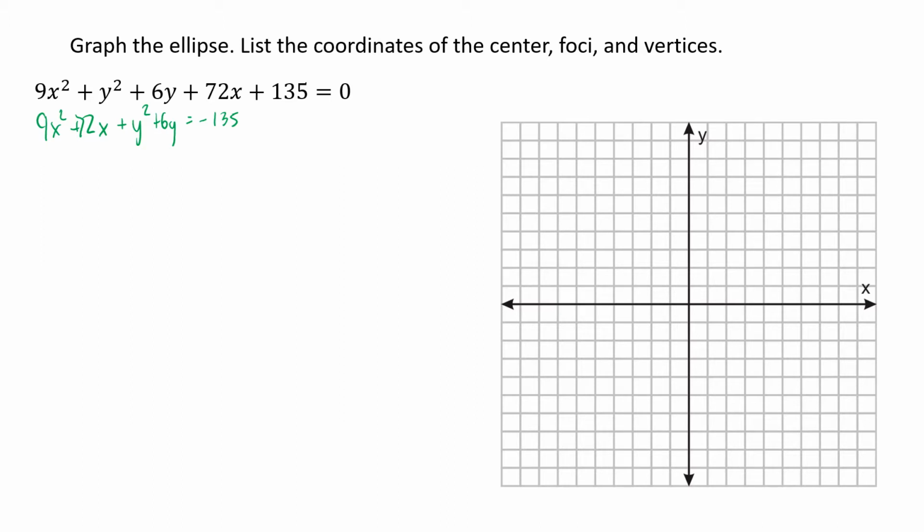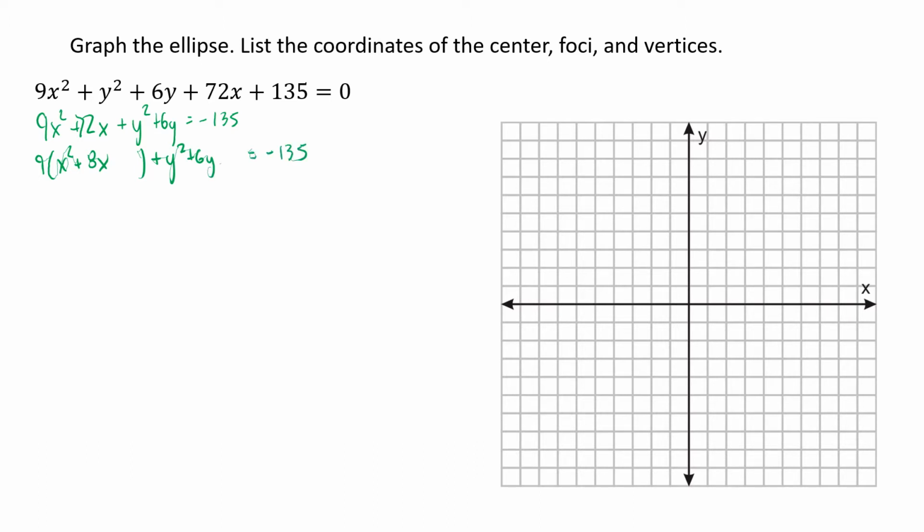Okay, so what we have here then is we're going to look at the x terms. We're going to take out the leading coefficient of 9, so we're going to factor the 9 out, and then we're left with x squared plus 8x. Leave a little space, plus the y squared plus 6y, leave a little space, is equal to negative 135.